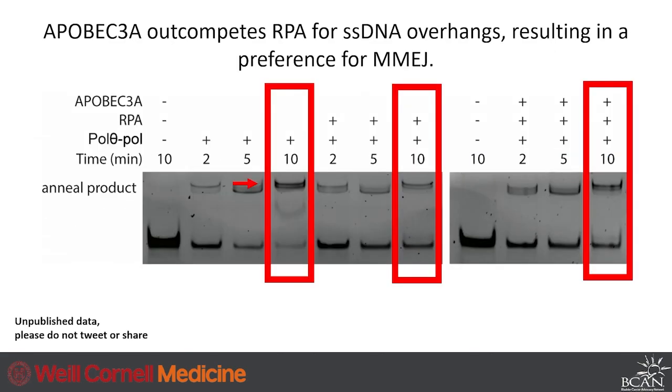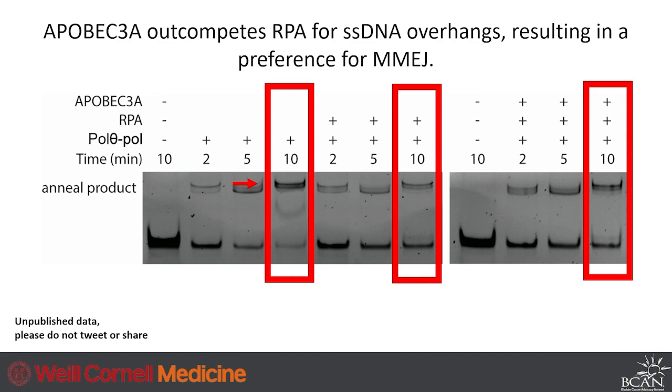So when we do the reaction and run the gel, here is the gel image. The upper band is the annealing products, and the bottom band is the unannealing products. As we highlight here on the left, you can see when we added polymerase theta into the reaction, they were generating more annealing products, as we expect.